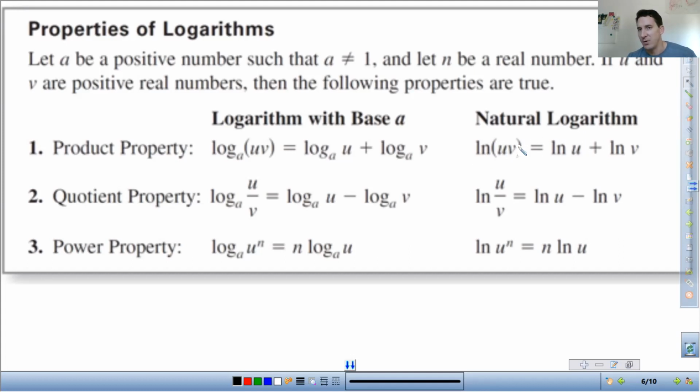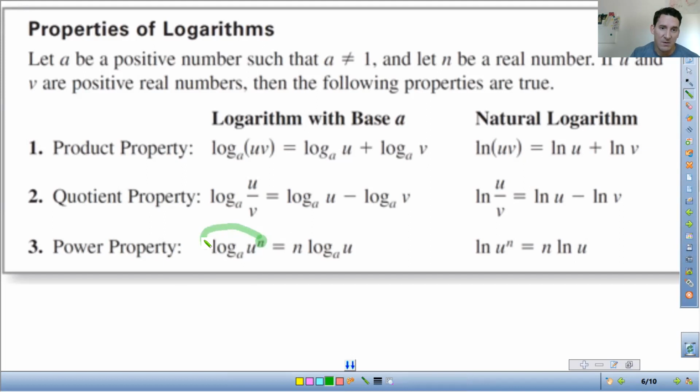But it's not important if you know the value of e or not right now. Just know this is log base e. The power property is the one that's different. If you have an exponent there, you can move it out in front of the log. So log base a of u to the n, move that exponent out to the front, it becomes n times log base a of u.